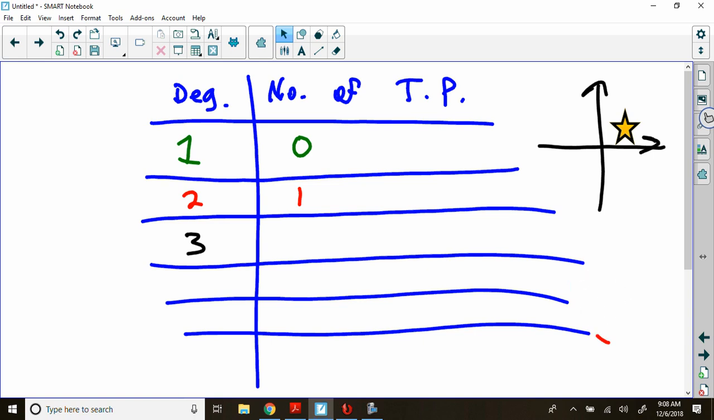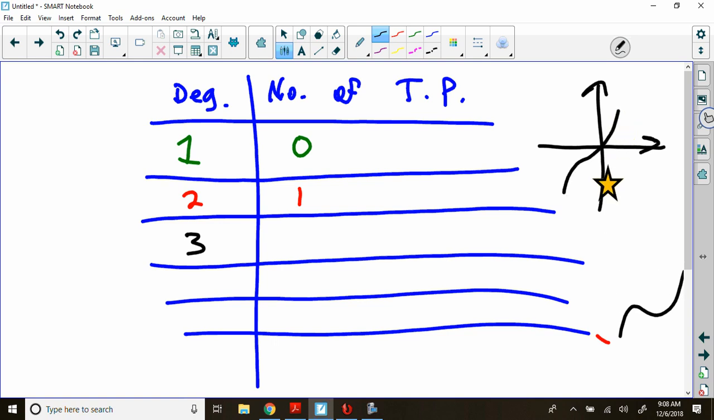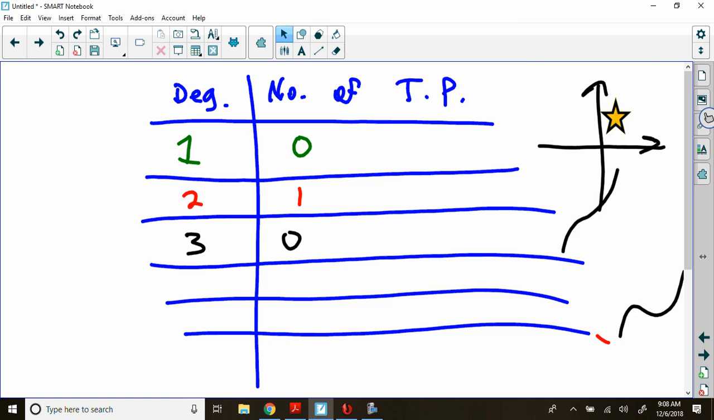Earlier we saw x cubed, and x cubed just looked like this. We said x cubed has no turning points. But there are some cubic functions that sometimes look like this. Let's see if we can follow this one.